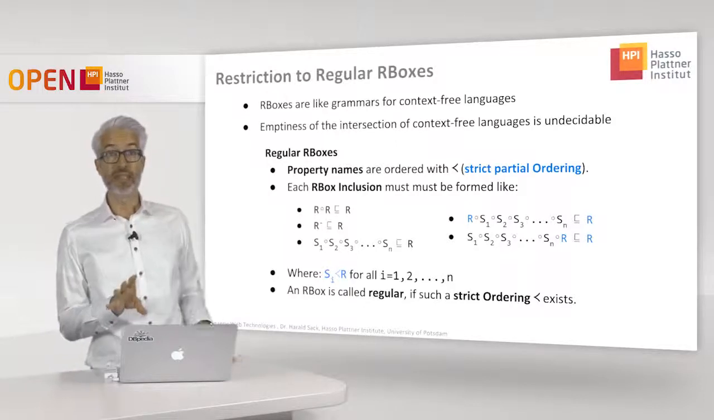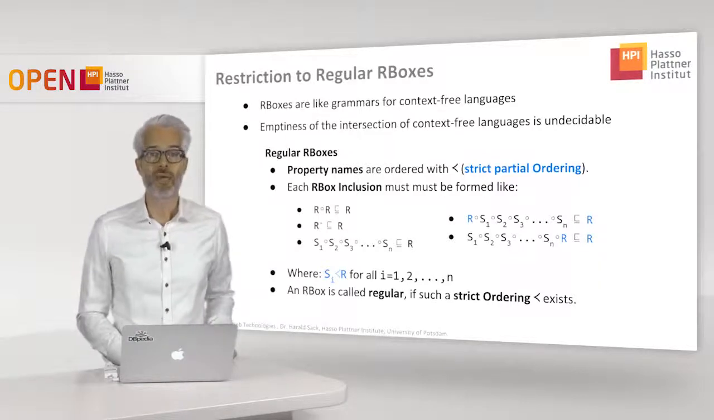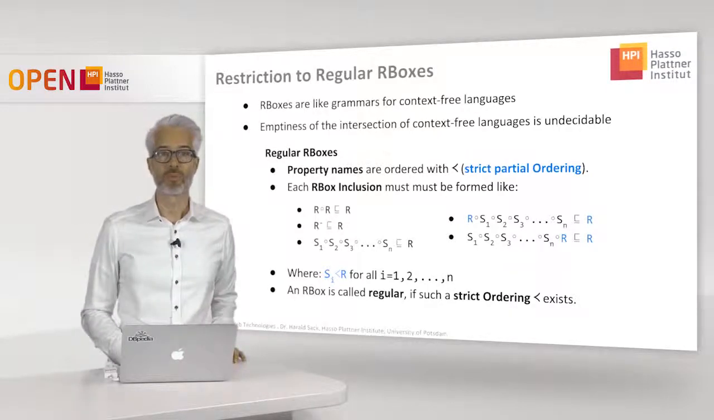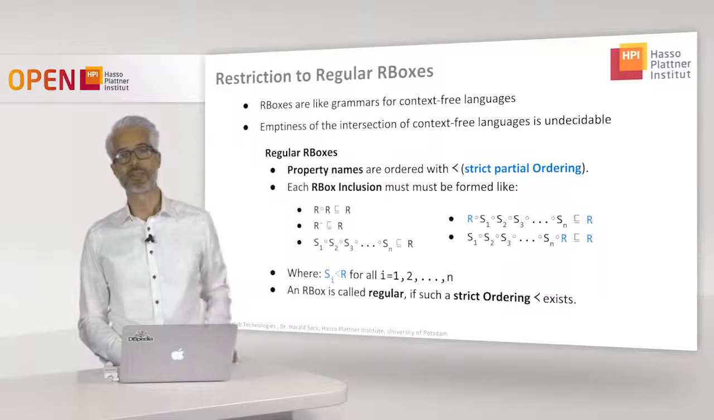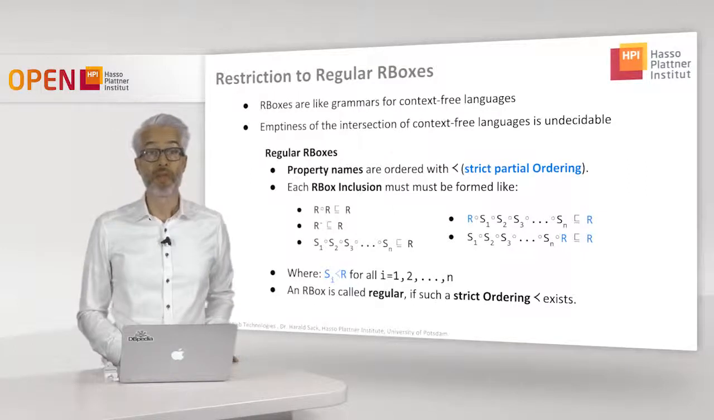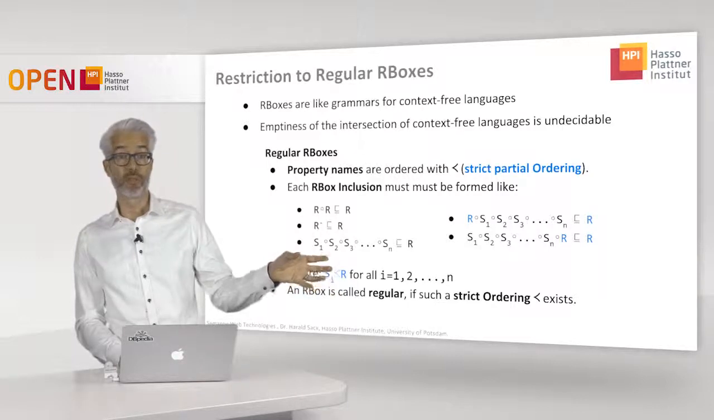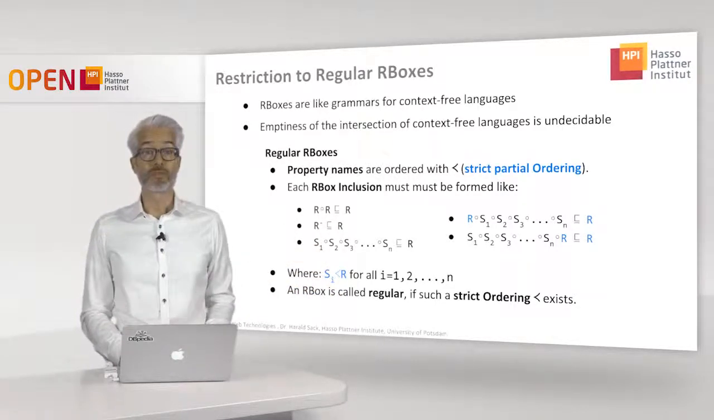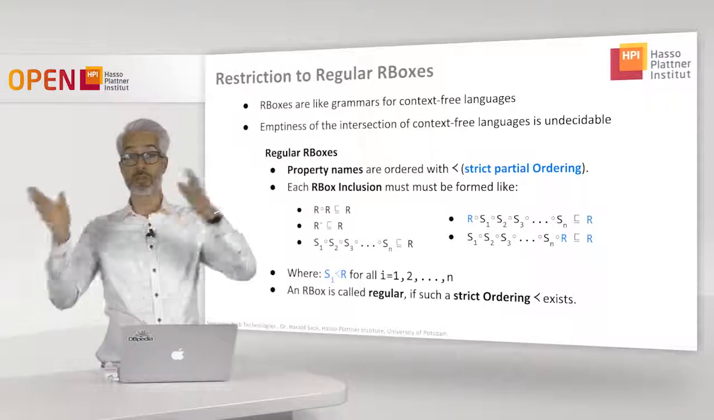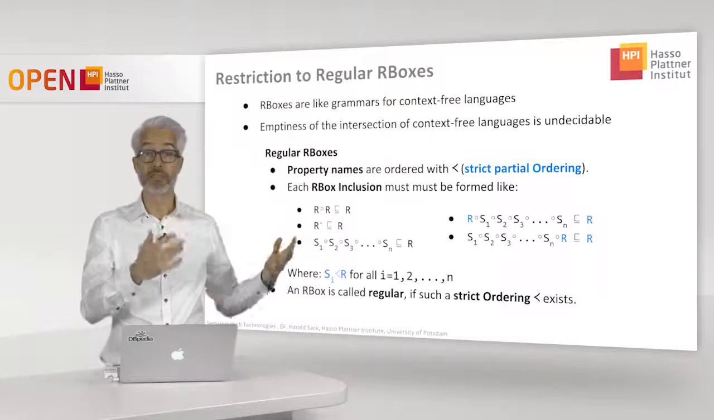And then each R-box inclusion must be formed like one of the following examples. Either I join a role with itself to be its subclass, so that's the first one. R composed with R is a subclass of R, so this is allowed, no problem. Of course, this can grow, but this does not change anything. Then I can define the inverse of a role to be a subclass of itself. And then I can have a property chain where the super property never occurs on the left side. So the property on the right side never occurs on the left side. This, of course, is allowed.